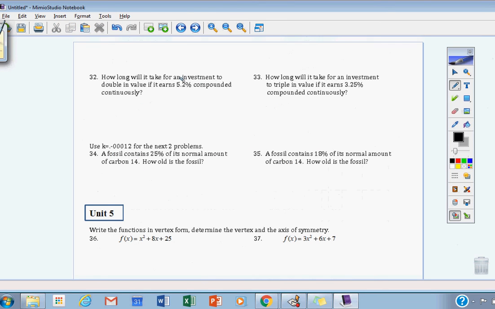Our next section will be 32 here. So now a compounded continuously investment is this formula right here, which we saw a lot of. So how long would it take for an investment to double in value? Well, that means if I start with a 1, it's going to end up at a 2. So initial or principal amount 1, amount afterwards would be a 2. So 2 equals 1, e to the rate, 0.052, and then times t, that's our unknown. Remember, e is not a variable here, okay?